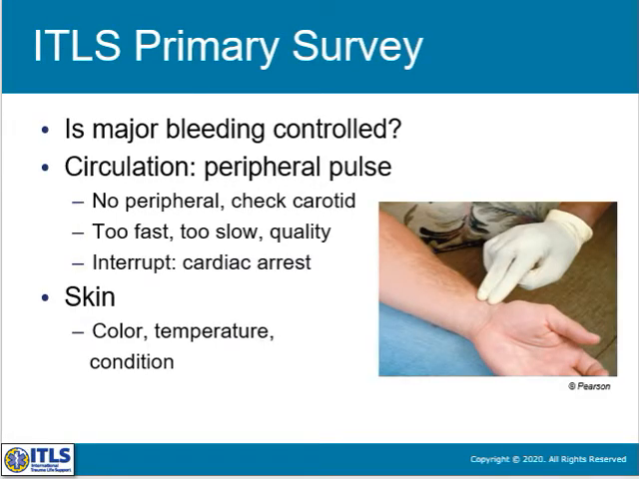Remember major bleeding, circulation, peripheral pulses. Check at your distal areas for pulses. If there is no pulse, if it's too fast, too slow, the quality, the rate, and also identify if the patient is in fact in cardiac arrest. Like I said earlier, skin color and temp is a very good indicator of an emergency for these individuals. So if they're not circulating well, they'll have poor peripherals and poor skin colors.